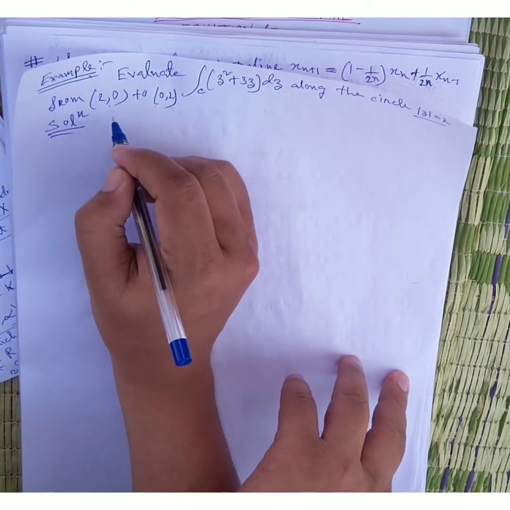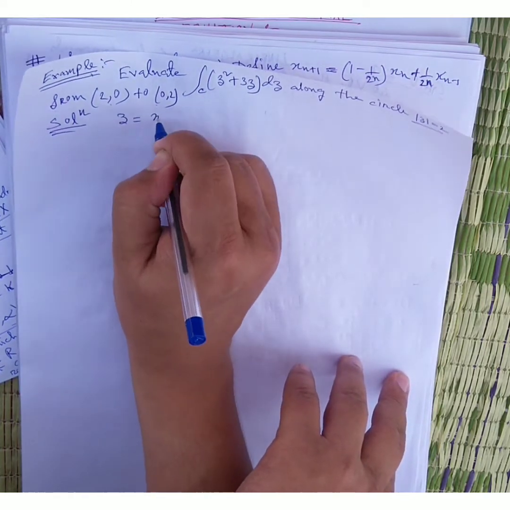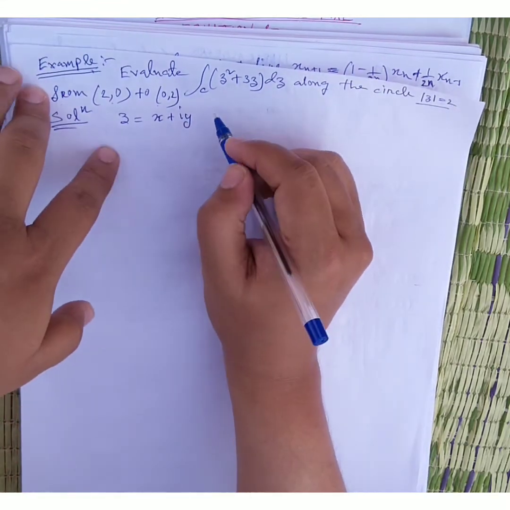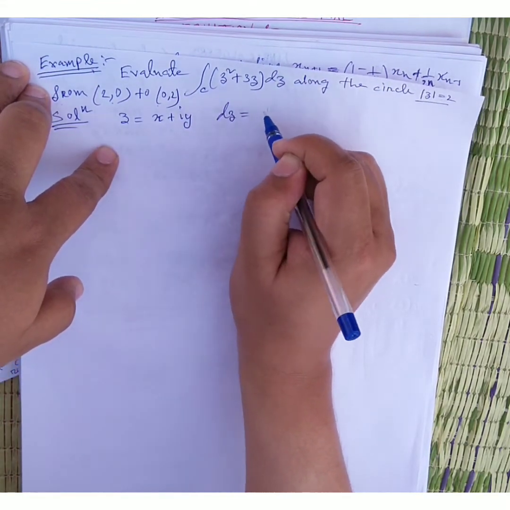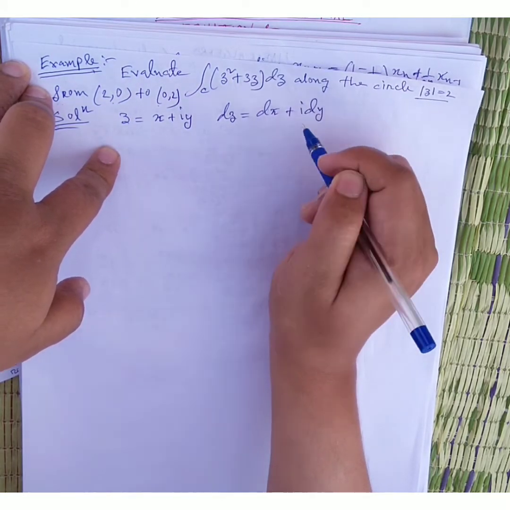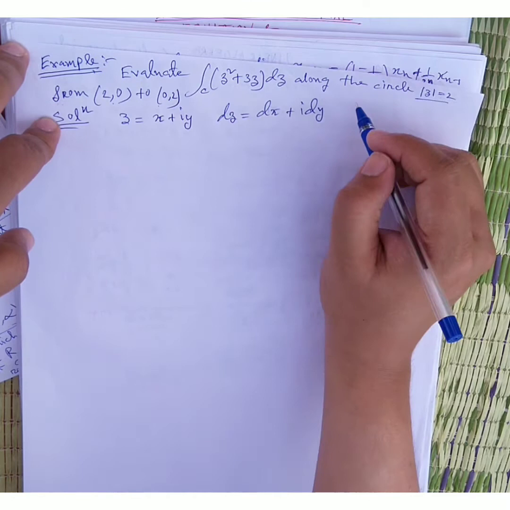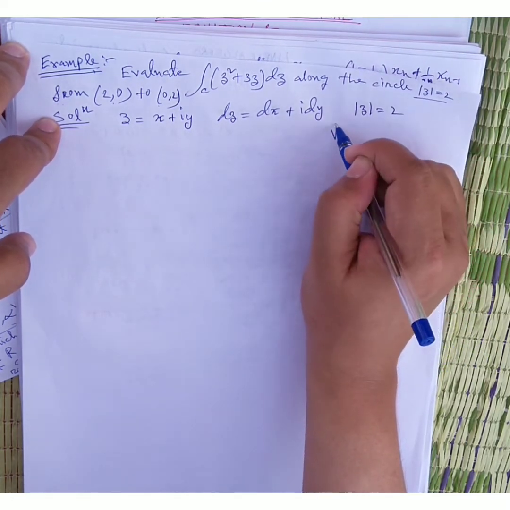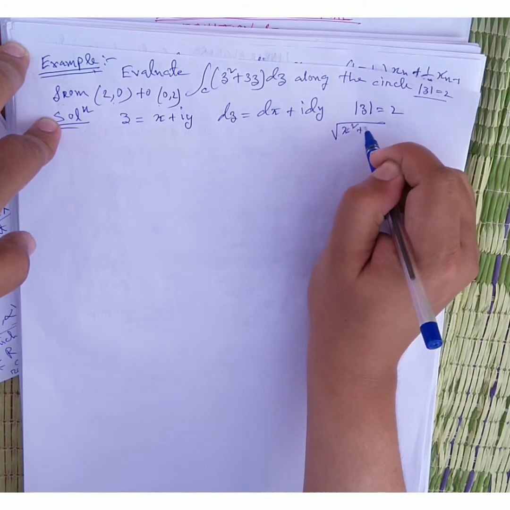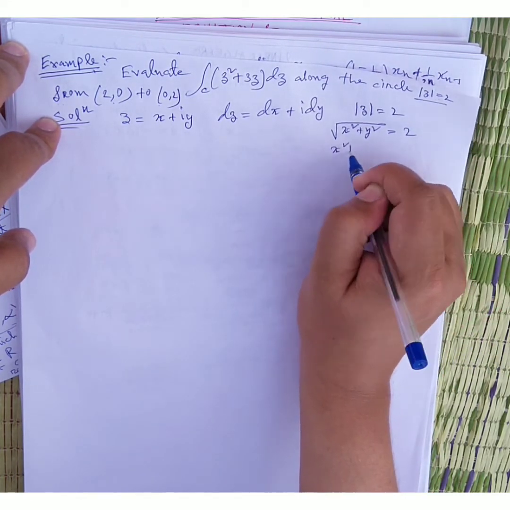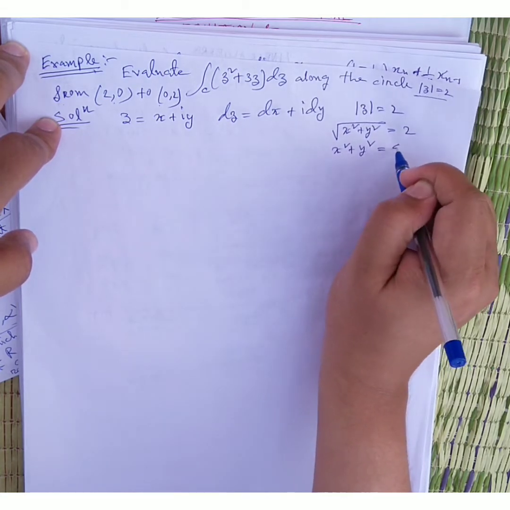Solution: z equals x plus iy, so dz equals dx plus i dy. And mod z is equal to 2, so root over x squared plus y squared is equal to 2, and x squared plus y squared is equal to 4.